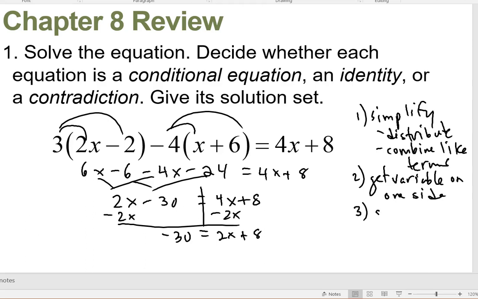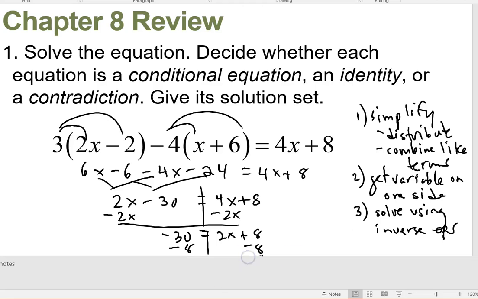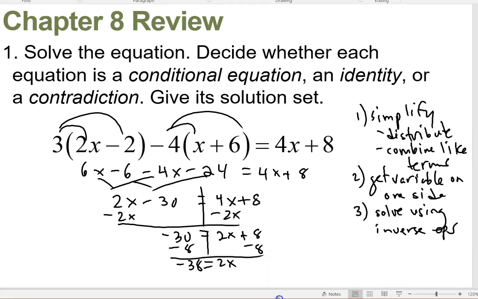And now we can solve using inverse operations. So we do PEMDAS backwards, start by subtracting, so that 2x is equal to negative 38. If I divide, oops, that was not helpful. There we go. If I divide by the 2, divide by the 2, x is equal to negative 19.